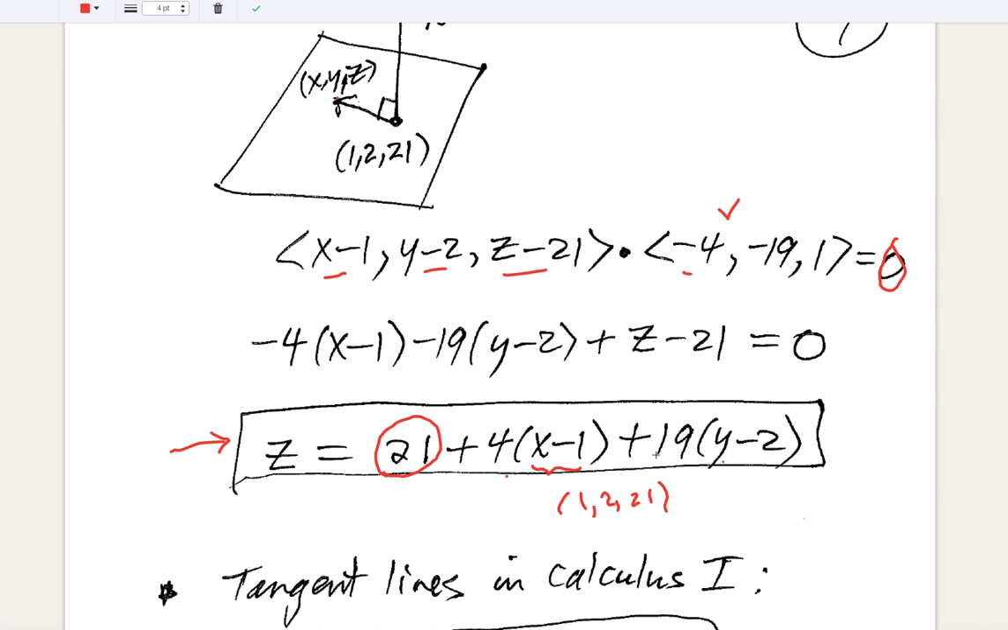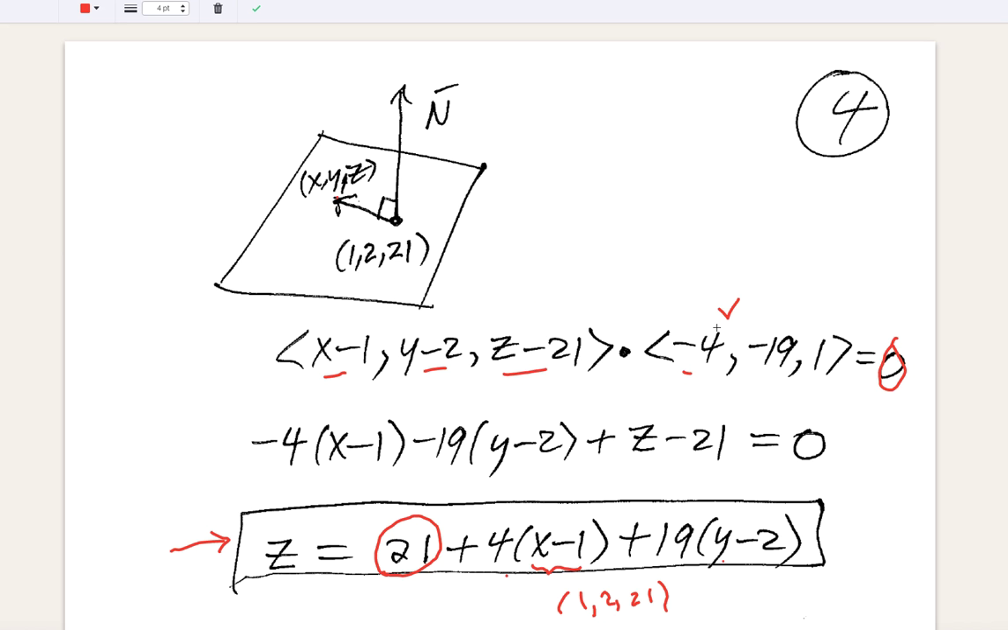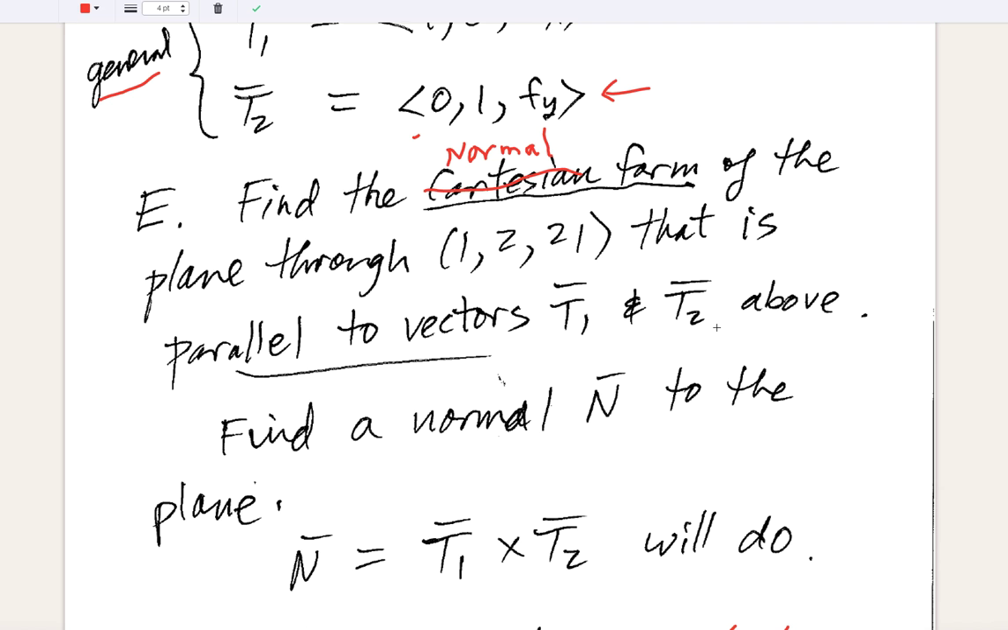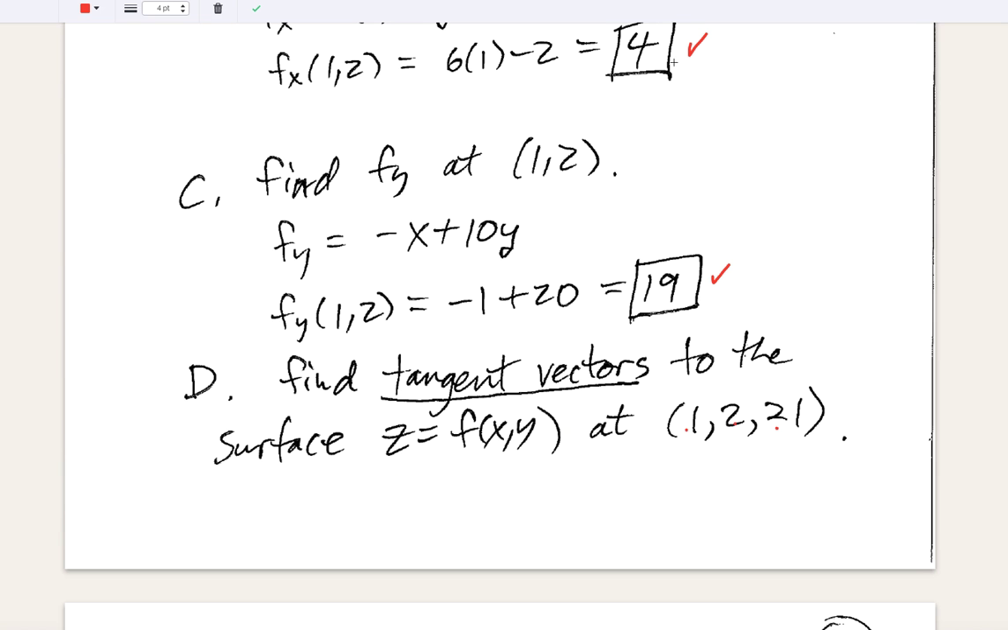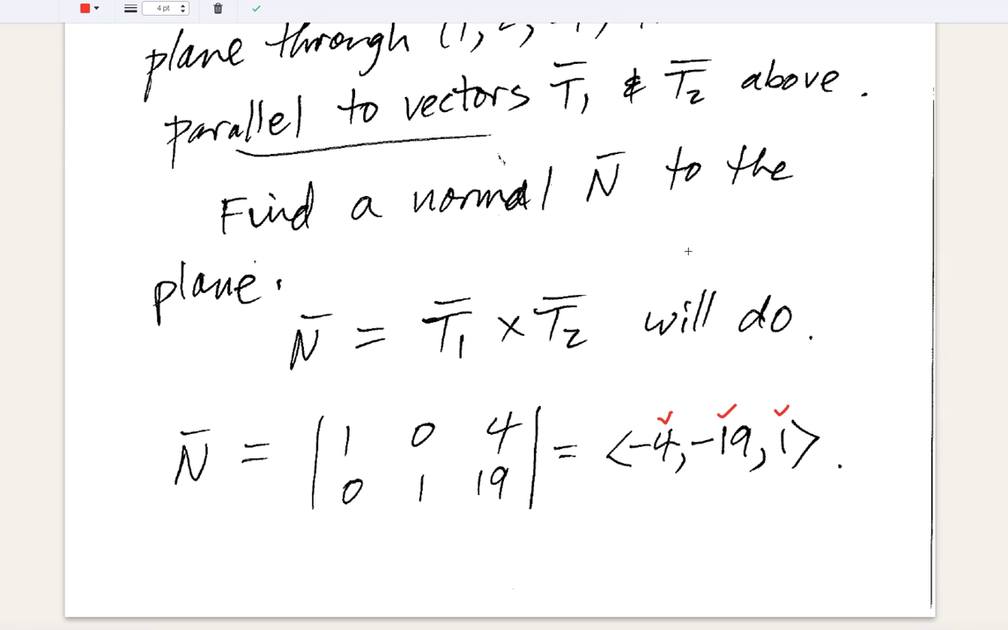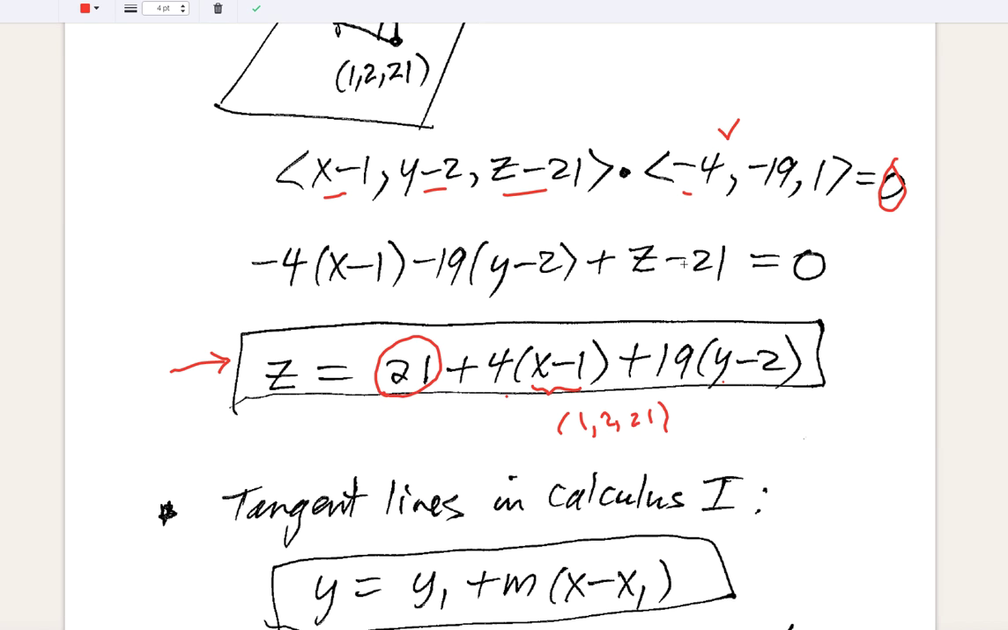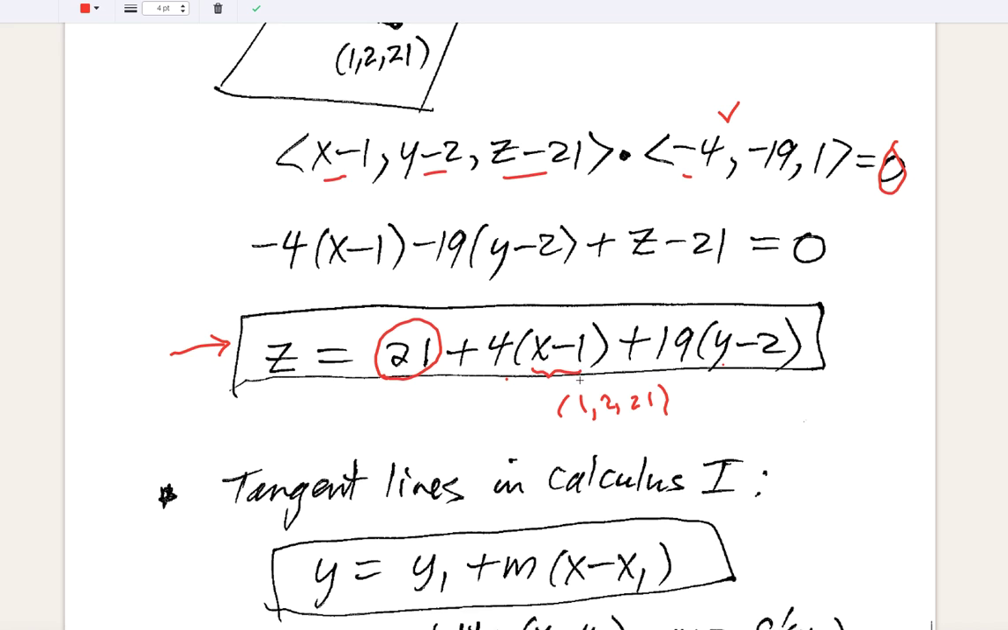How about the 4 and the 19? Where have you seen those numbers? Oh ho, these came from these slopes, these partial derivatives, 4 and 19. Alrighty, so do you see where everything came from? Now I could multiply it out in greater detail, but I'm trying to illustrate something here.